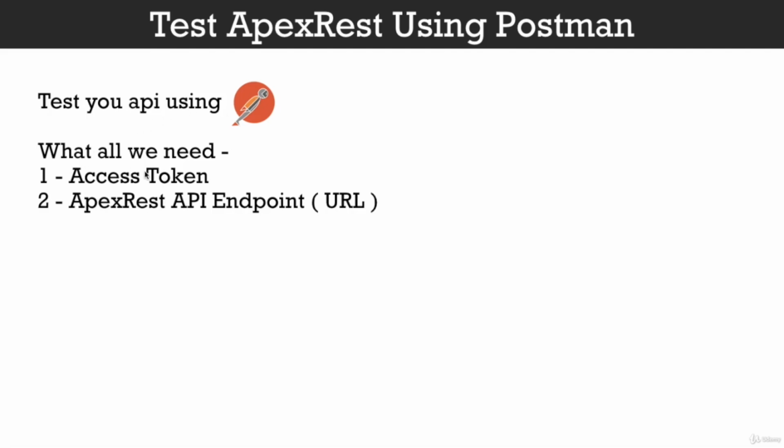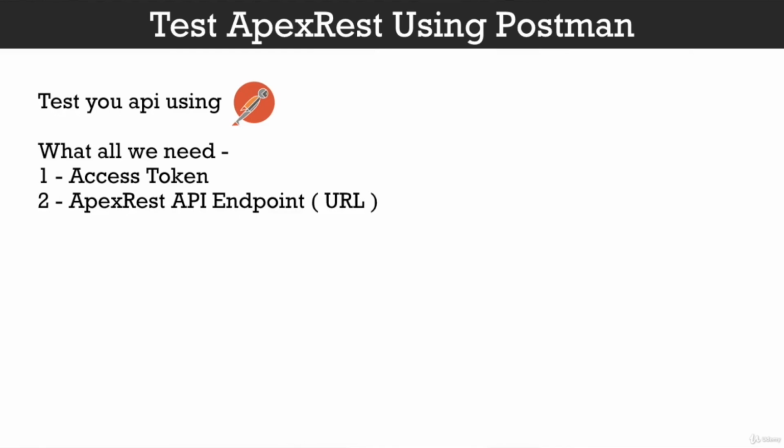First, the access token to our Salesforce environment. You can get that access token using OAuth 2.0, and we already saw how to do that in the previous lectures. And then we need the Apex REST API endpoint. These are the two things that we need. To get the Apex REST API endpoint, let's quickly get back to our Salesforce environment.